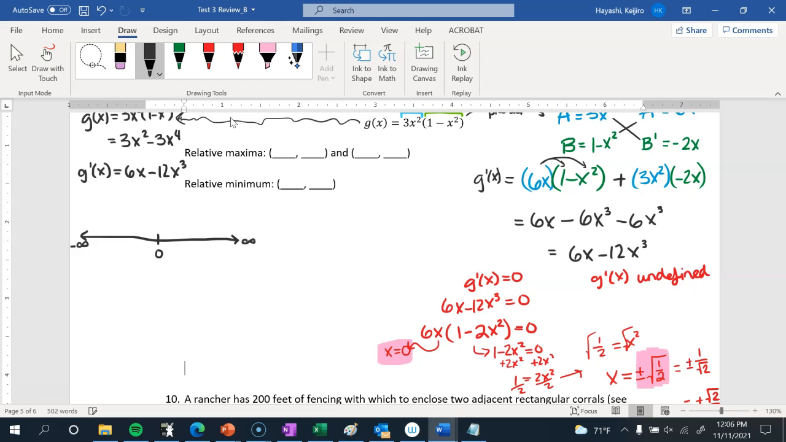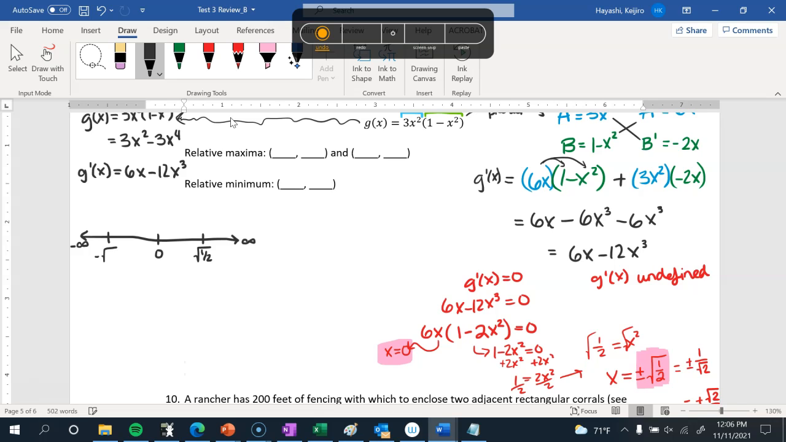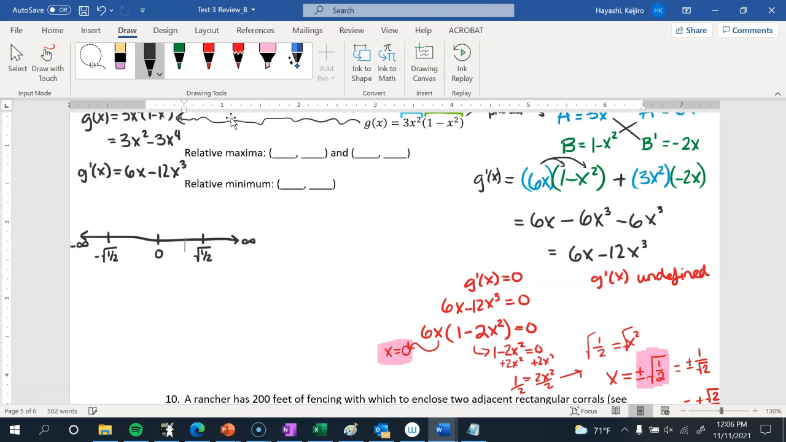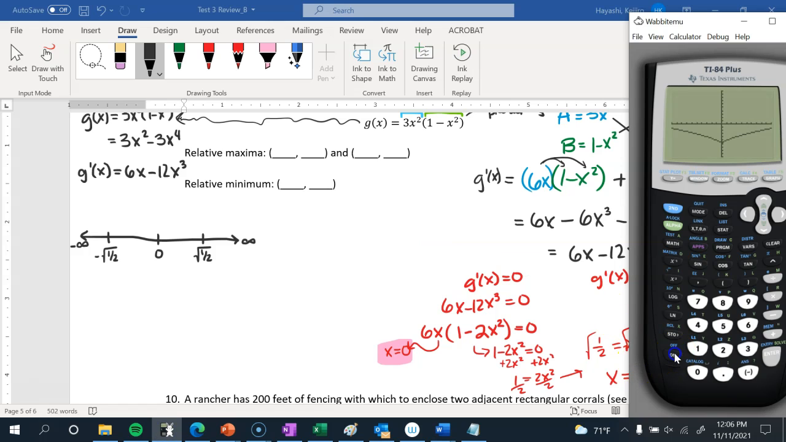So putting down those 3 critical numbers, 0, the positive square root of 1/2, and the negative square root of 1/2. The square root of 1/2, which again is equal to 1 over the square root of 2 or square root of 2 over 2, is valued at around 0.7.